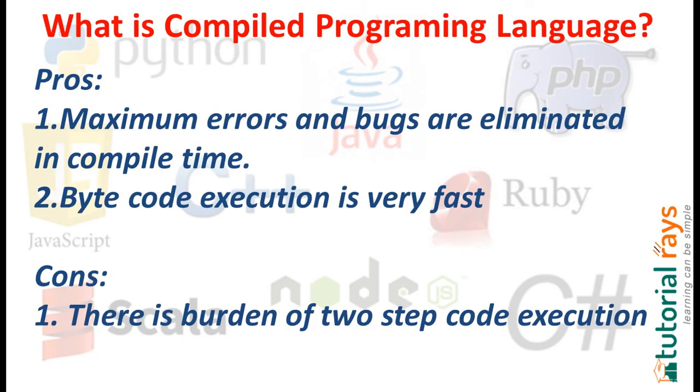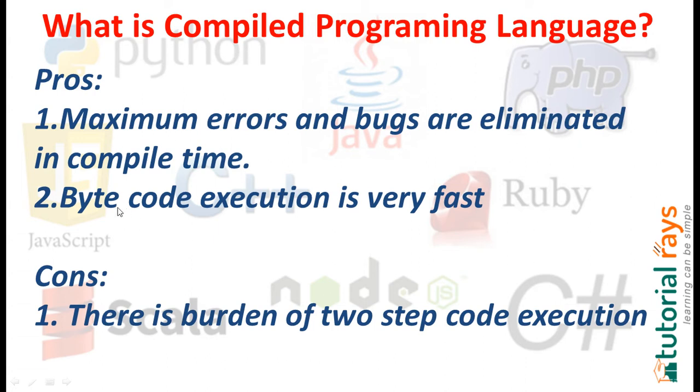The pros: maximum errors and bugs are eliminated at compile time. Because if there is any error, mistake, or bug, it shows while compiling the source code. So there is a maximum chance of eliminating the bugs at compile time.